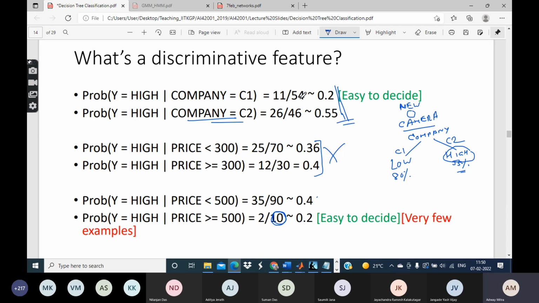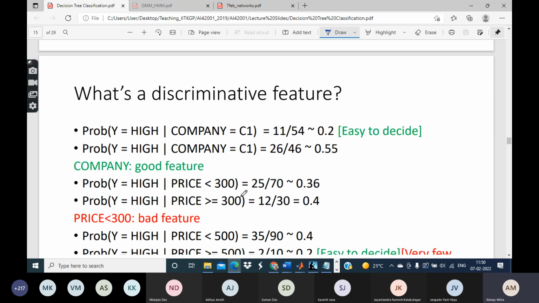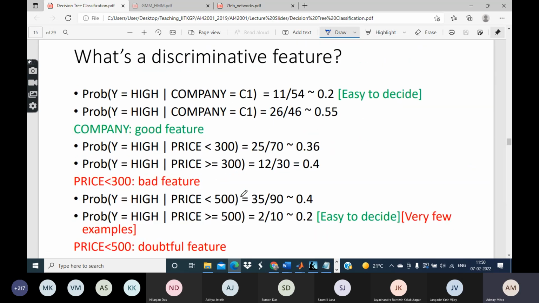In this case, you have done it on the basis of 54 and 46 examples, but in this case, you are making a rule on the basis of 10 examples, which is not a great idea. Okay. So basically, you can say that it's an evaluation of the different features. So now, based on this, we can say that the first one is a good feature based on which it is possible to make a reasonable classification.